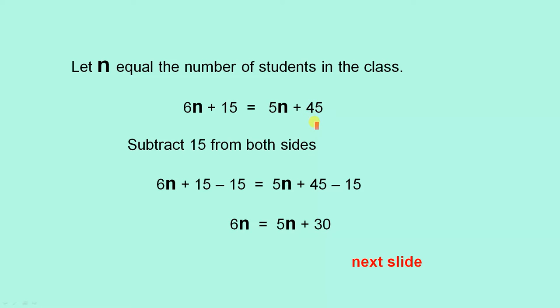Now this is a simple equation, and in order to solve it, we'll start off by subtracting 15 from both sides. And the reason we subtract is because of that plus sign. So 6n plus 15 minus 15 equals 5n plus 45 minus 15. When we simplify that, we get 6n equals 5n plus 30. So we go to the next slide.